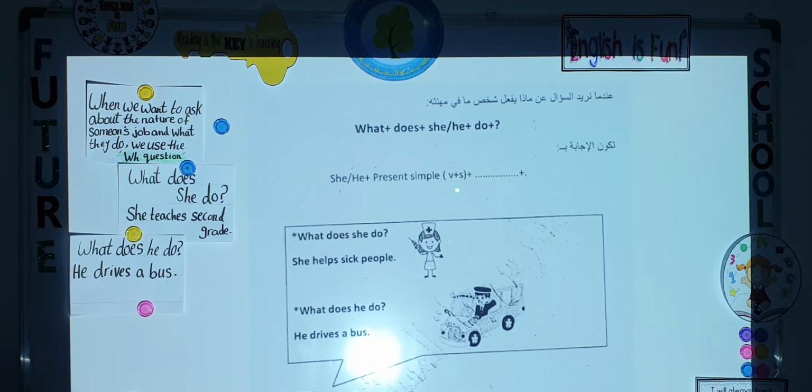You should remember this piece of information very well, my dear students. You have to use the verb with S. Okay? Now look at the example. Now, look at the picture. From the picture, you see that she is a nurse. Okay? She is a nurse.